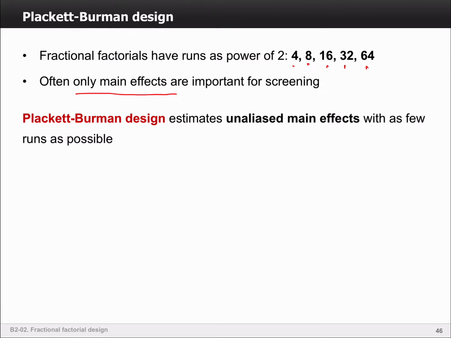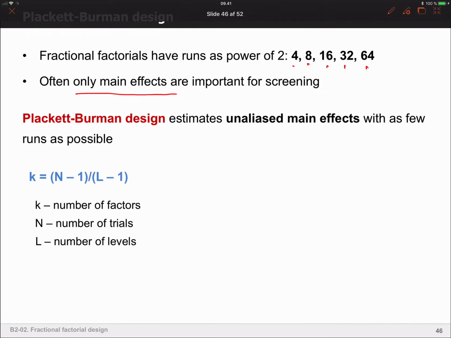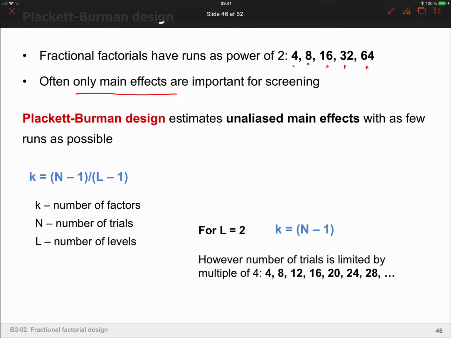Okay. And one of the best choices in this case is a Plackett-Burman design, because it allows you to estimate unaliased main effects with as few runs as possible. So this is a formula that relates the number of factors, number of trials, and number of levels. And you can see that, for example, if the number of levels is 2, the formula is quite simple. There is one limitation: the number of trials is always a multiple of 4. So you may have either 4 or 8 or 12 or 16 trials, but it's much better than what we had before, right?